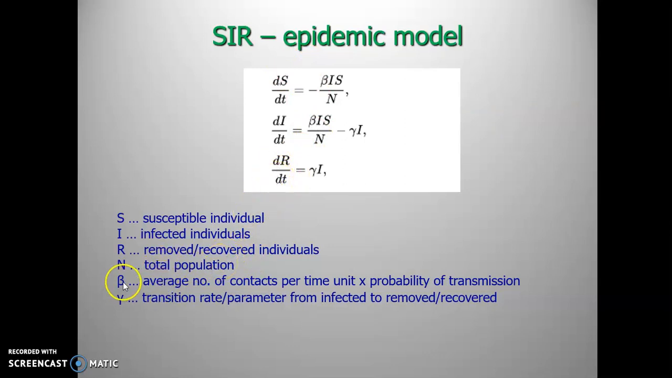N is the total population, and then you have these two parameters which connect the susceptible one to the infected one. So basically, how many of the healthy people get infected, and this parameter, the gamma, which tells you how many of the infected people get removed in a certain time frame.